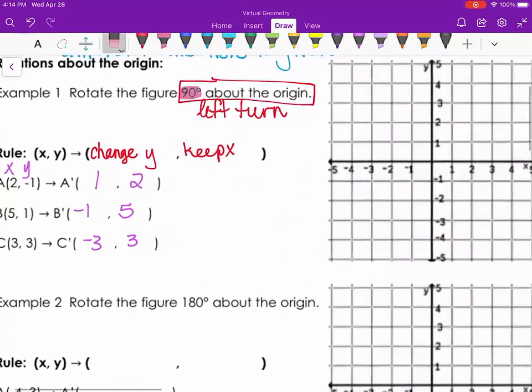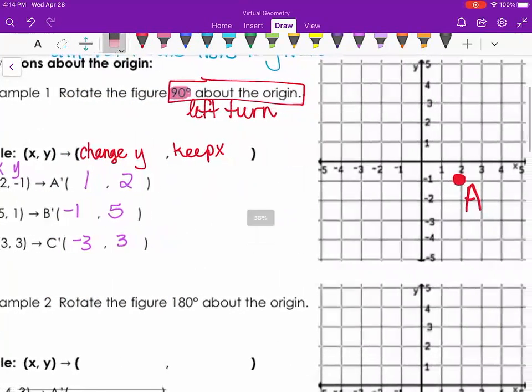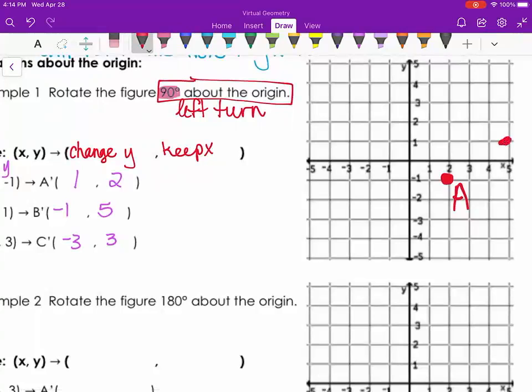All right, so our first point is (2, -1). Make that a little bit bigger. So there is my A. B is at (5, 1). And C was at (3, 3). So there is our original shape. And again, we're going to rotate this 90 degrees counterclockwise, meaning to the left. Now we've got our new points. So let's graph those and see what happens.